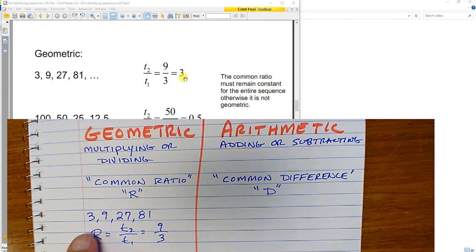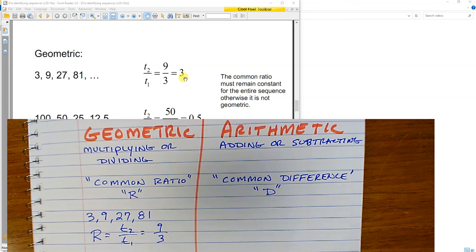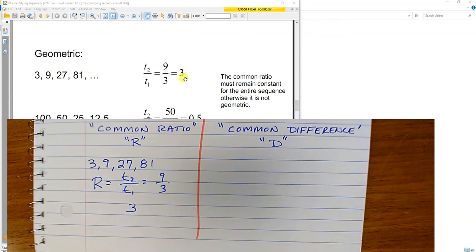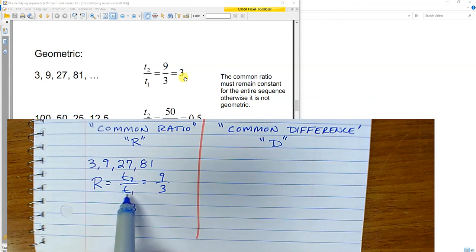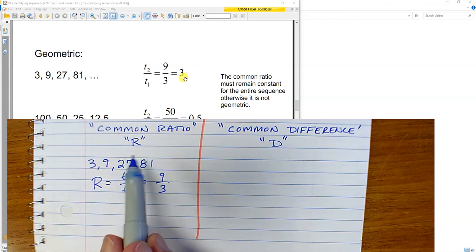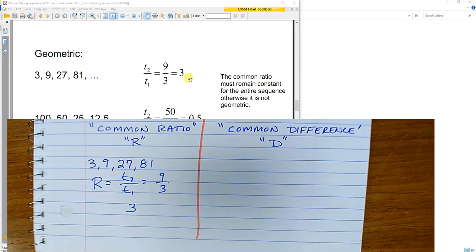So what's going on here? Each time it's going times 3, times 3, times 3, times 3. How do I find that? I find that by taking the second term and dividing it by the first term. And I see that it's 3. Or I take the third term and divide it by the second term. 27 divided by 9 is 3. 81 divided by 27 is 3. The common ratio is 3.